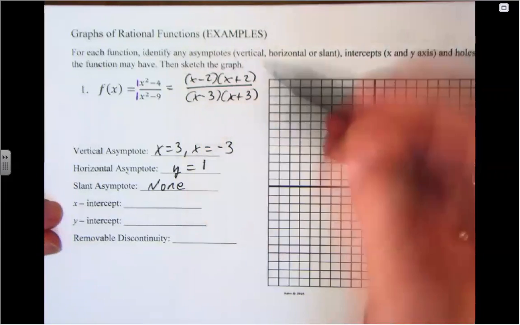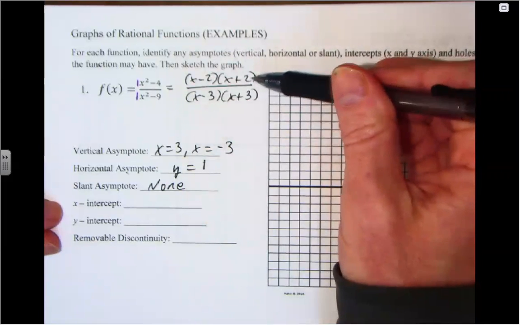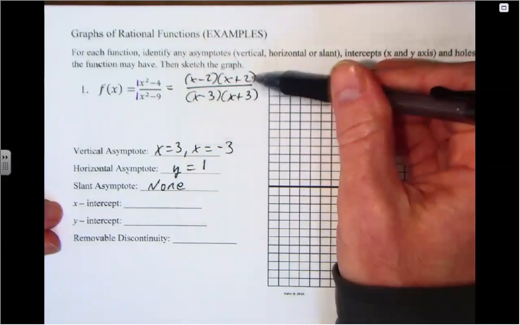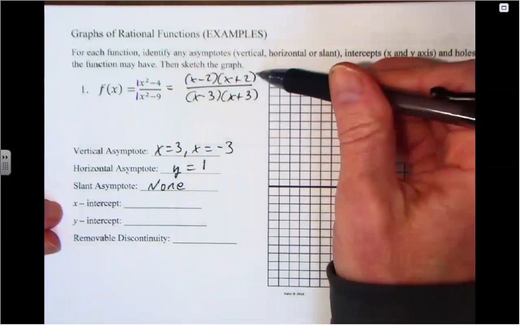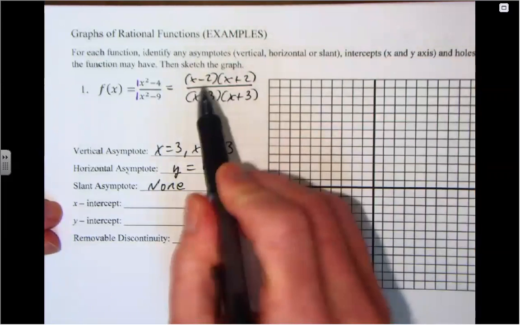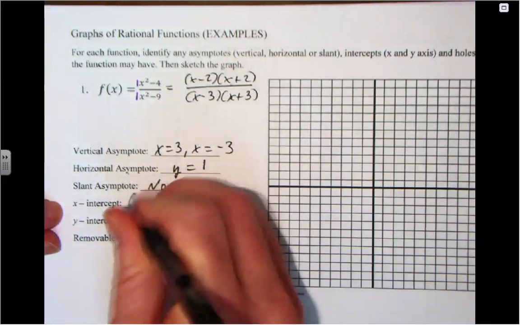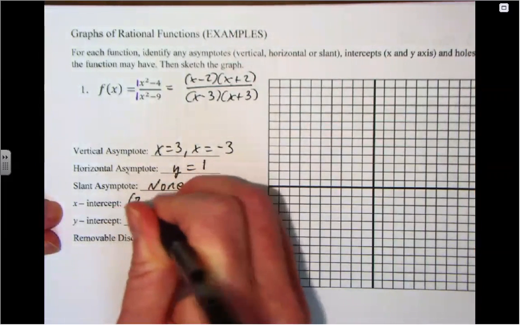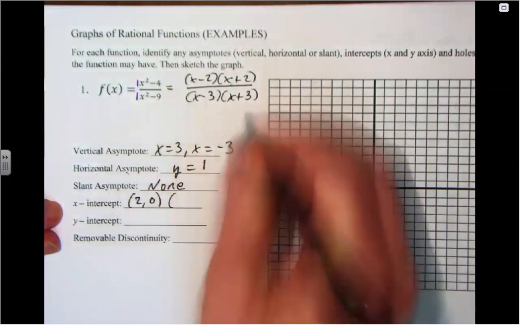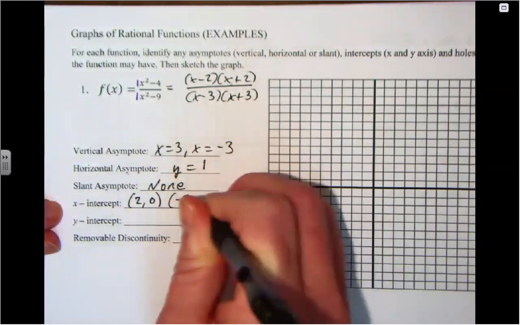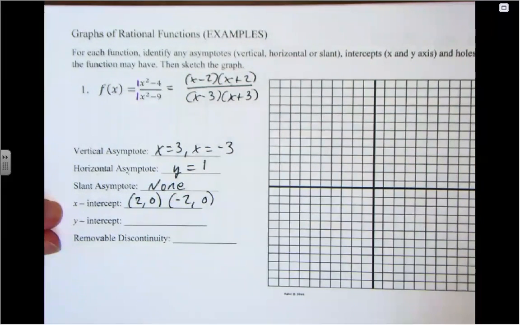X-intercept. For the x-intercept, we set the top equal to 0 and solve, just like you did on the bottom. Now you do it for the top. And again, there's two of them. So we have (2, 0) and (-2, 0). Those are points, not just numbers, so make sure you write them as points.